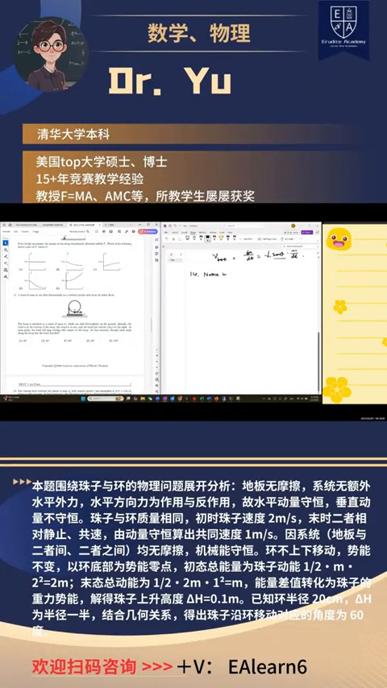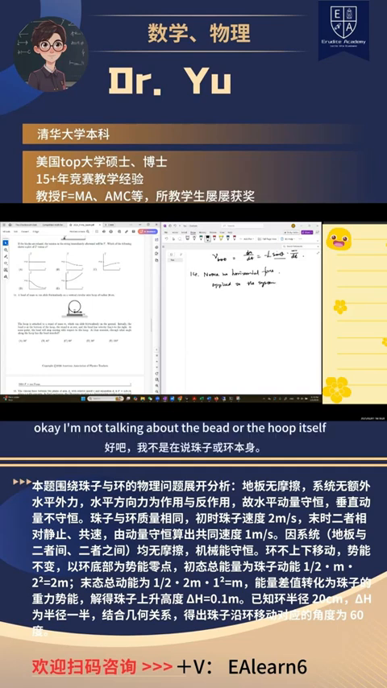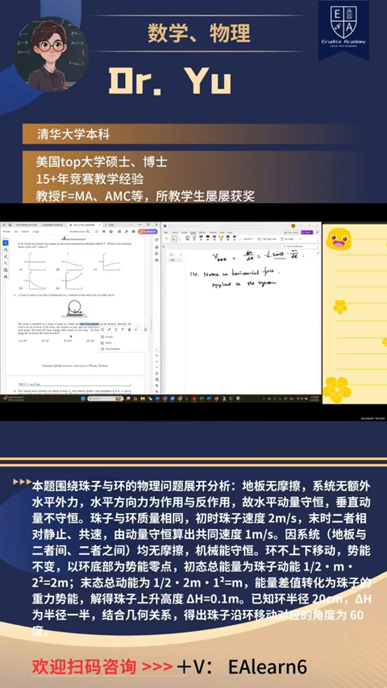Notice no horizontal force to the right applied to the system. Okay, I'm not talking about the bead or the hoop itself. I'm talking about the floor. The floor is frictionless. That means there is not going to be any additional force going into the system.